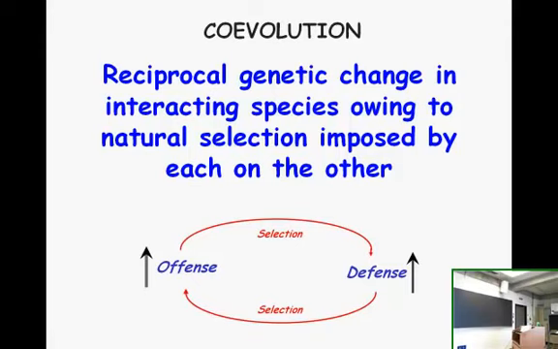We expect that the defenses of a prey item are increasing in response to selection by some predator. That imposes selection on the predator or on the herbivore to increase its offensive or exploitative ability. And one form of coevolution that occurs is what we might think of as an arms race, whereby the phenotypes of the two organisms escalate or increase over time. That's not the only kind of thing.